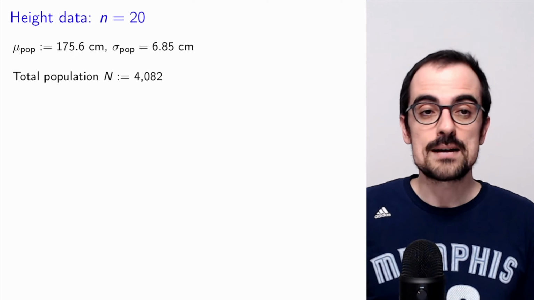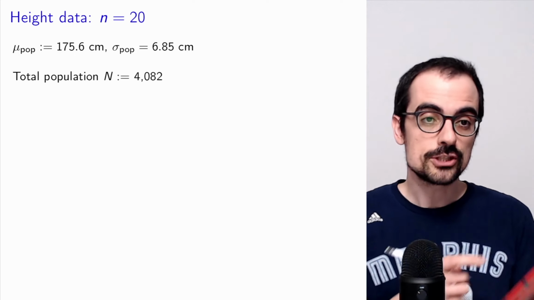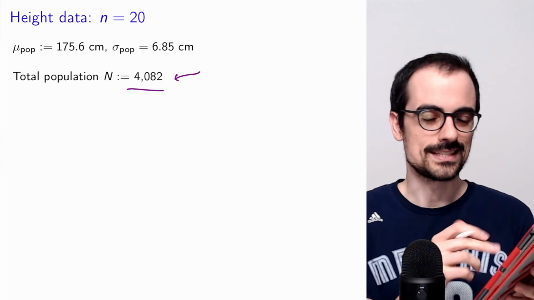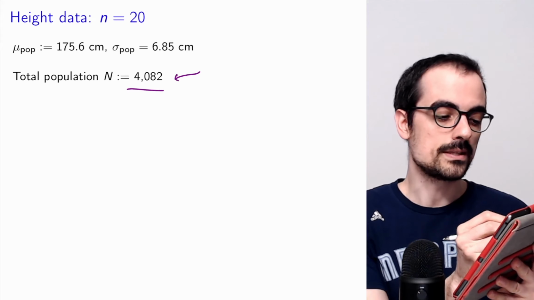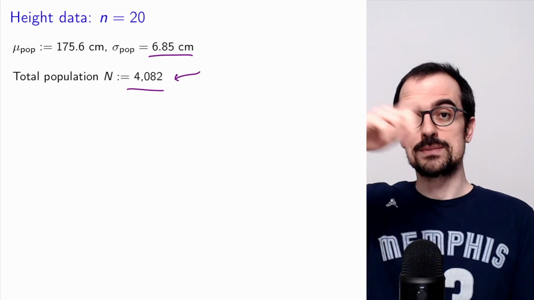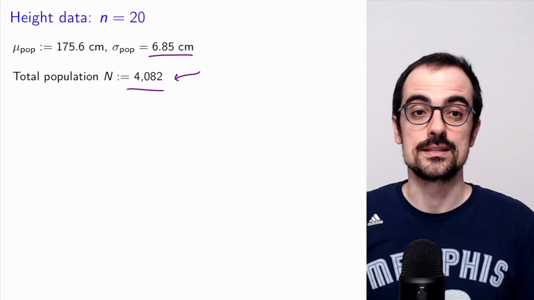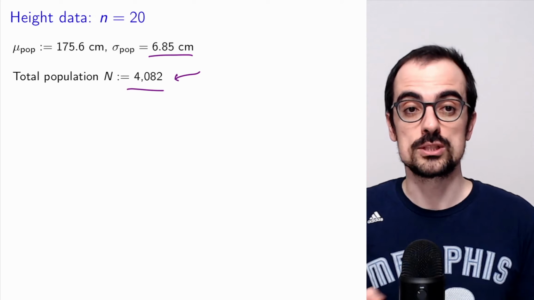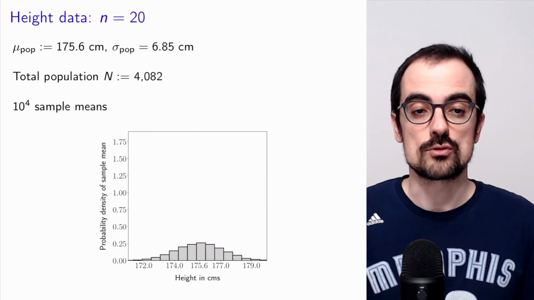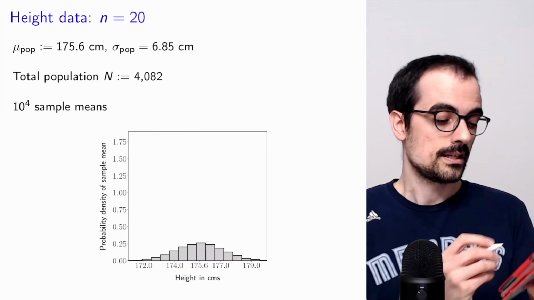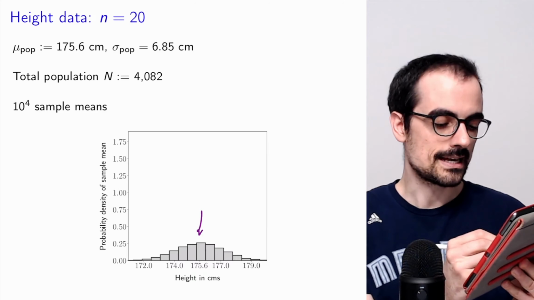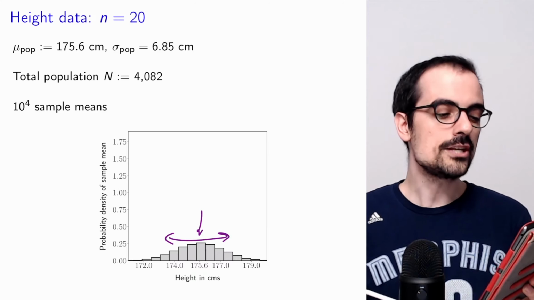Okay, so let's go back to our example. Here we have just 20 measurements out of a total of 4,000, but again, this doesn't matter for the standard error. Here, the standard deviation of the whole population, which would be obtained from this histogram of all the individuals in the population, is 6.85 centimeters. This is what we see when we take a histogram of 10,000 means. The estimator is centered at the population mean and has a certain standard deviation.